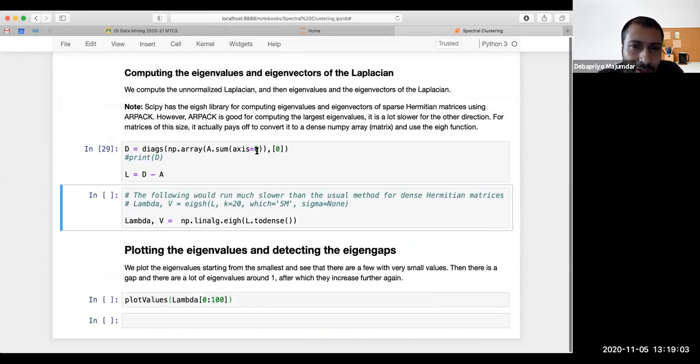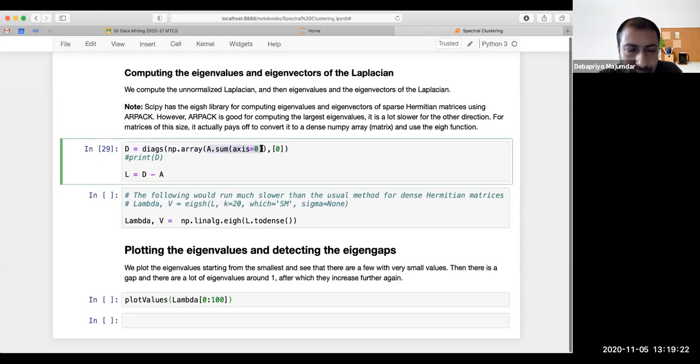In this case, it will not make a difference whether you give axis equal to 0 or 1 because it is symmetric. But then making the diagonal from here, it's an offset actually. Here you simply want the diagonal, so offset 0 is fine. But you just have to make this into an array. Otherwise, this is actually a matrix object and you will have trouble here. So I think that's what I had initially.